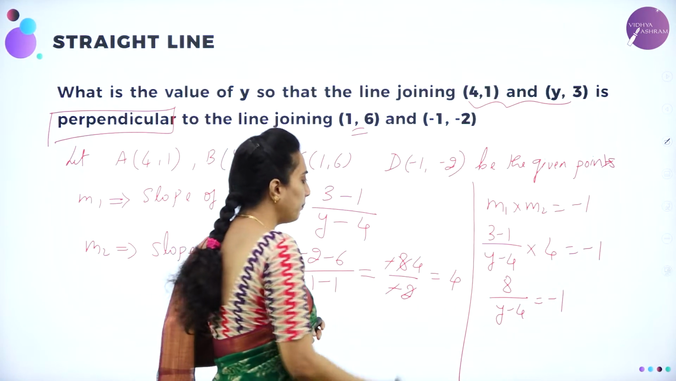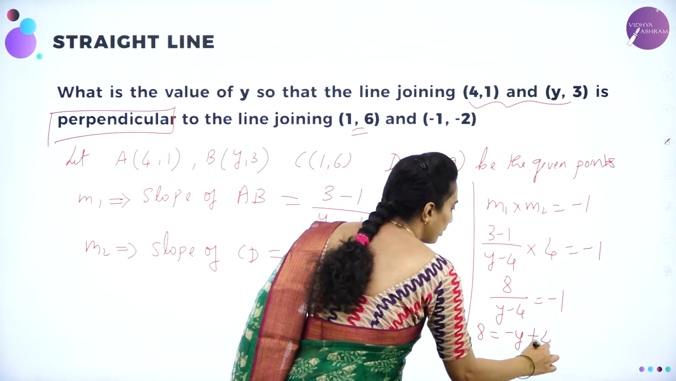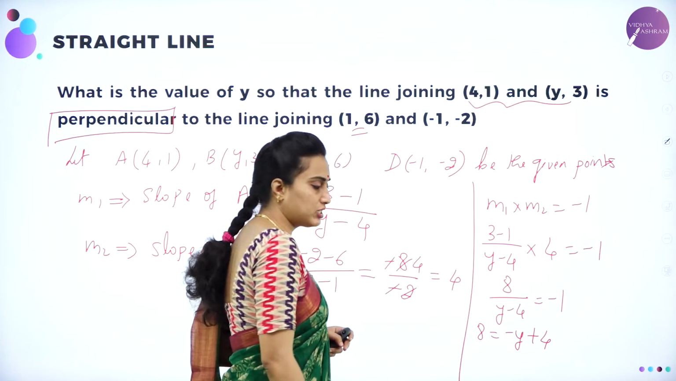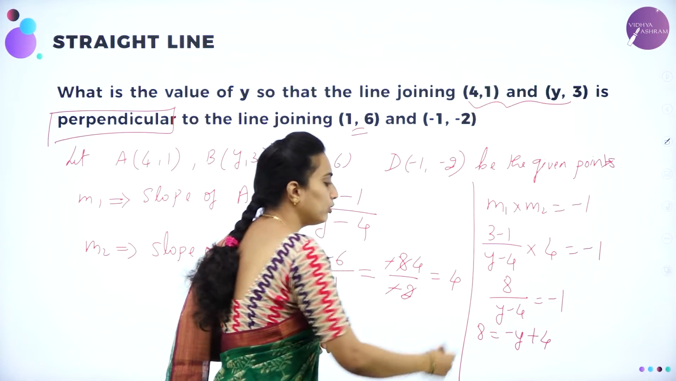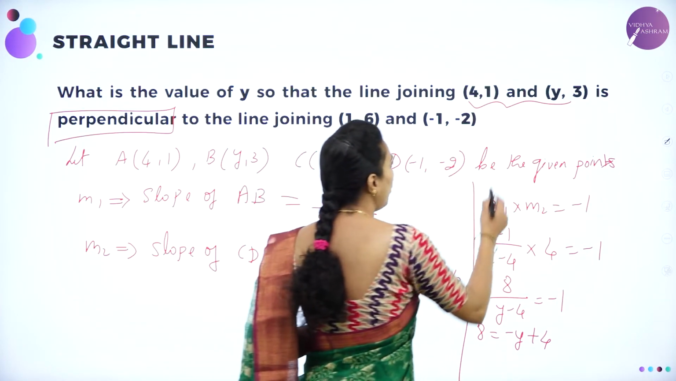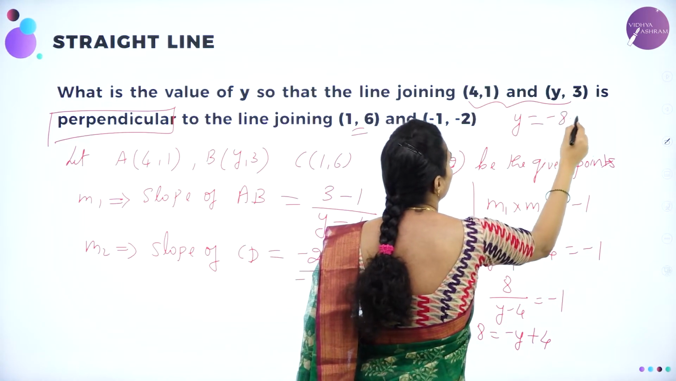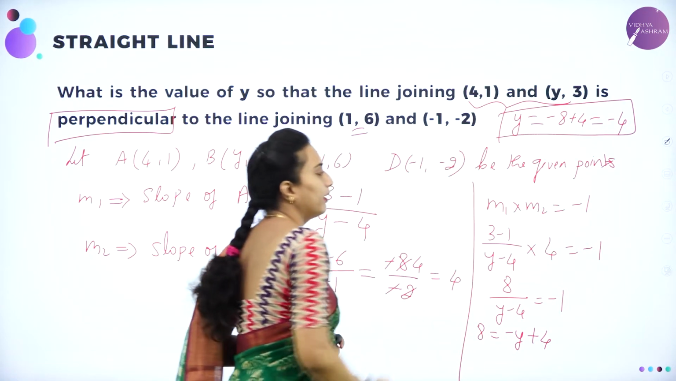Otherwise you can cross multiply. 8 will be equal to -y plus 4, because minus into plus y is minus y, and minus into -4 is +4. Now you can take y to this side and bring 8 to that side, which will become y equal to -8 plus 4, which is the value -4. This is the value of y.